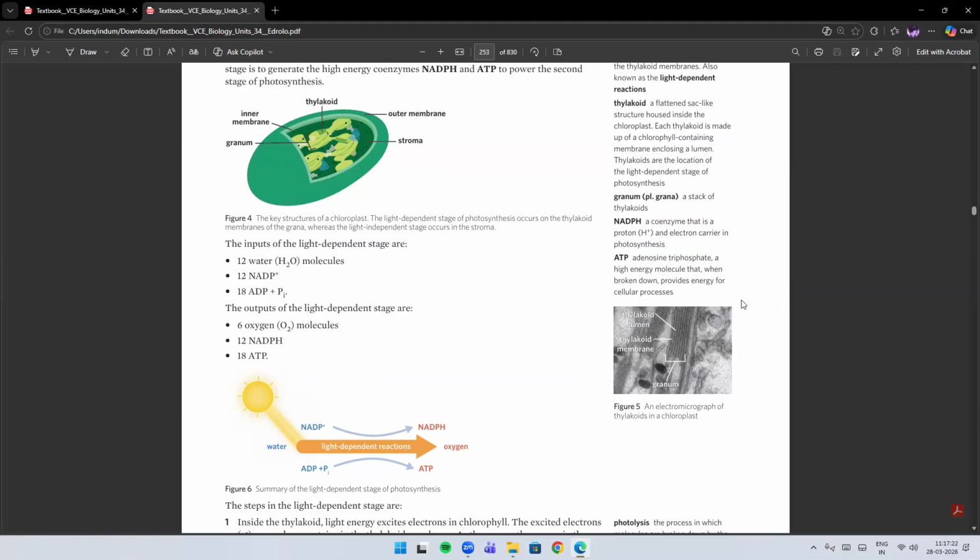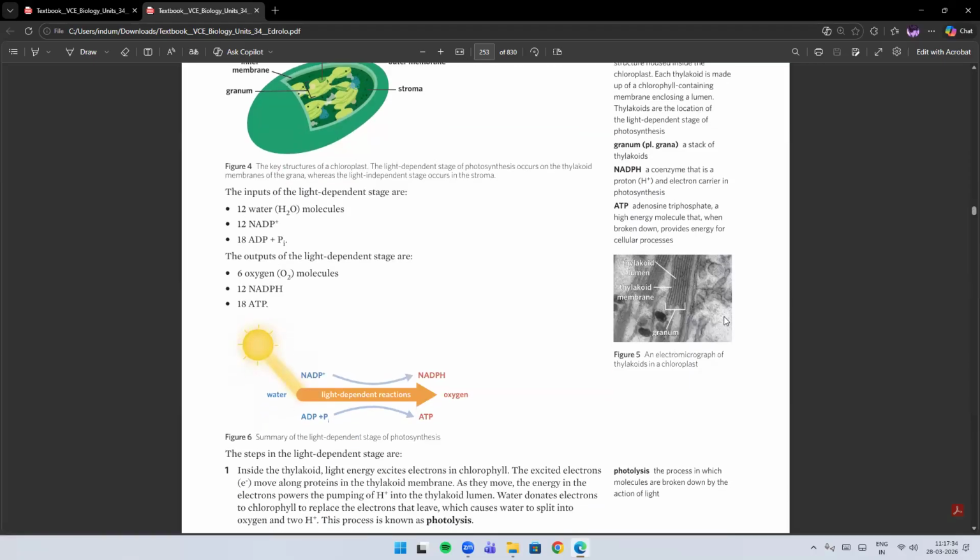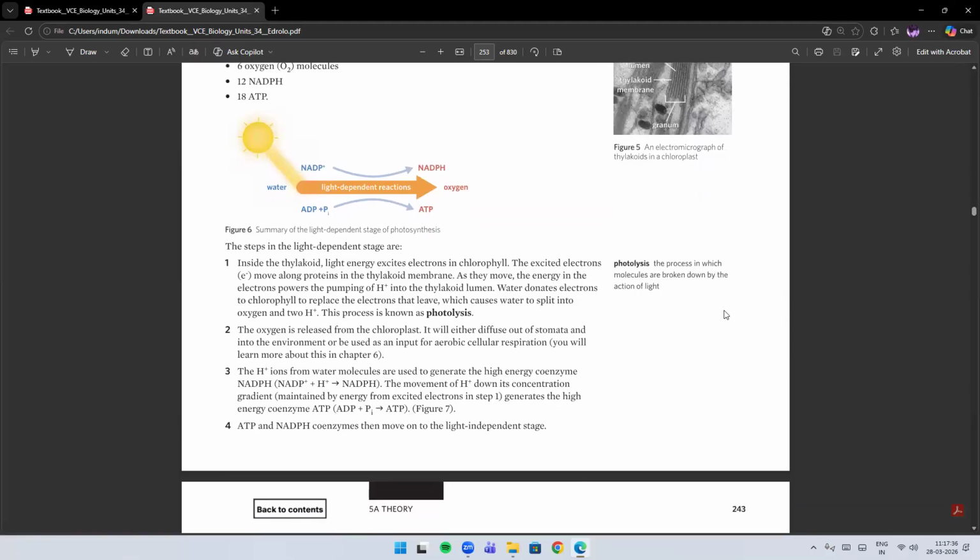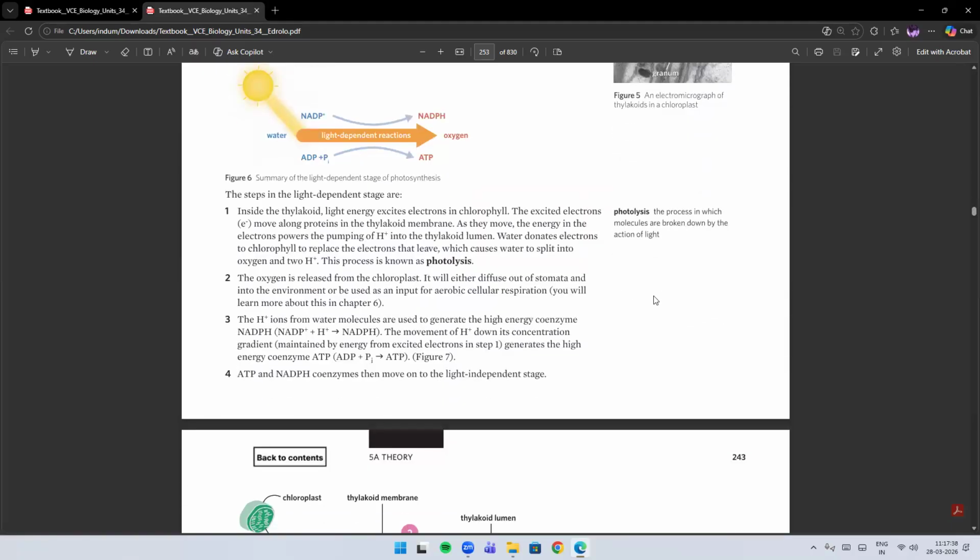NADPH, a coenzyme that is a proton and electron carrier in photosynthesis. ATP, adenosine triphosphate, a high-energy molecule that, when broken down, provides energy for cellular processes. The steps in the light-dependent stage are: number 1. Inside the thylakoid, light energy excites electrons in chlorophyll.